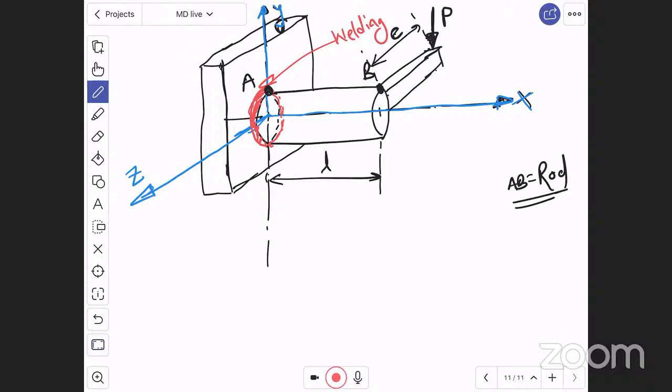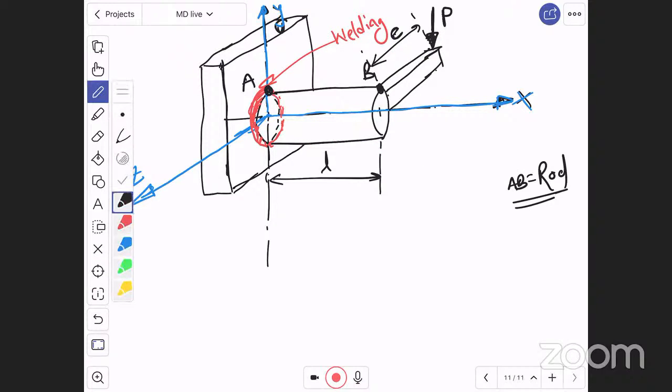Now, can you imagine, because of this force P, this P into E is causing a type of moment which is trying to rotate the rod. Try to imagine this case, my dear students. This force P into E, this moment, is trying to rotate the rod.